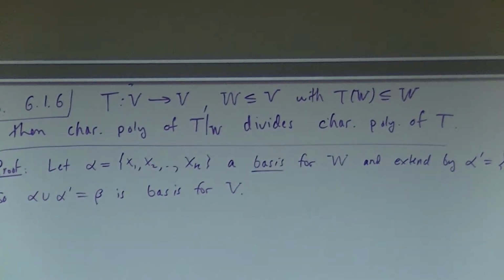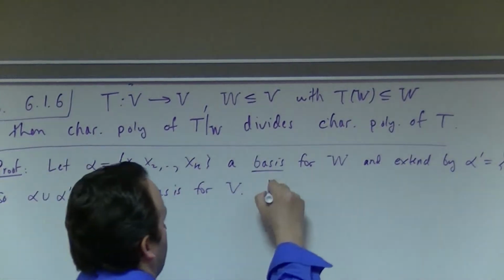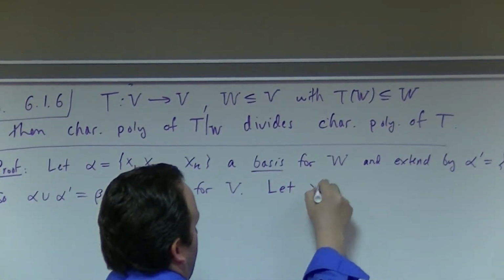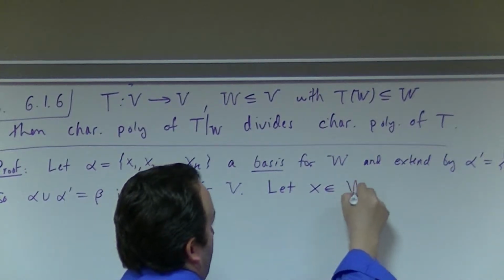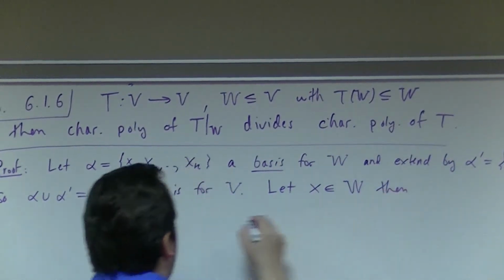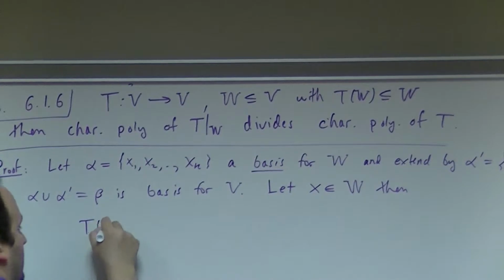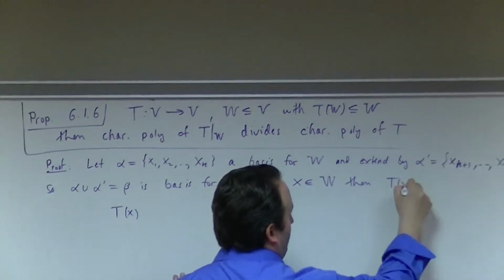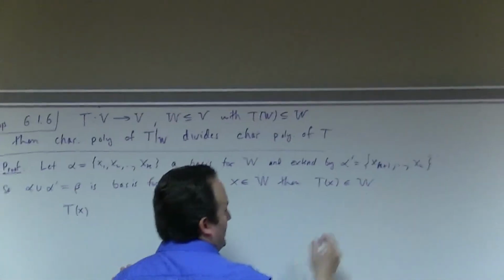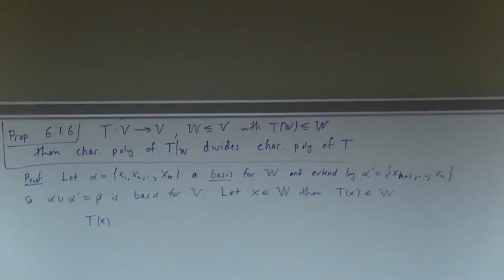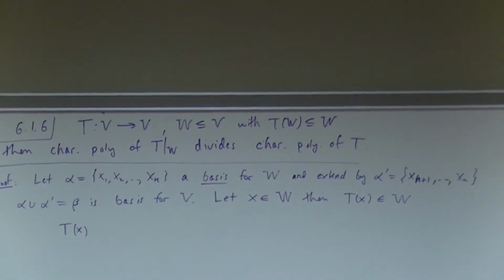All right. Now, all we really need to do, there really isn't much to the proof of this, is use the invariance of W. What does that mean with respect to this basis? Let's let x be an element of W. Then what can we say about T of x? Well, T of x is an element of W as well, right? Because W is an invariant subspace, so the image of W under T is again in W.